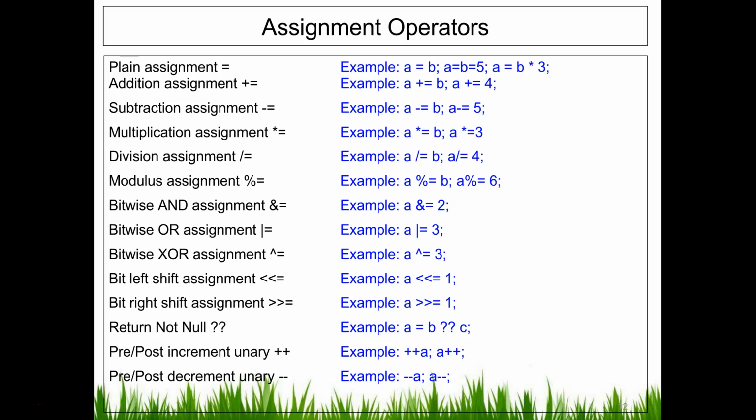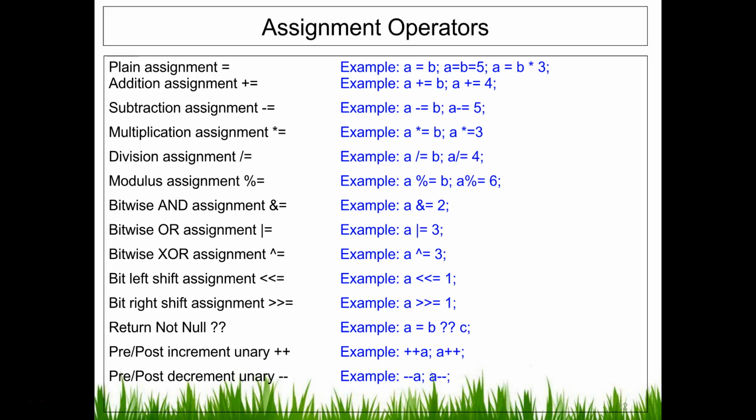Then addition assignment, which is a += b, is actually equal to a = a + b. Take the current value of a, add b to it, and then give the new value back to a. So a += 4 means a = a + 4. Subtraction assignment is the same thing: a -= b means a = a - b. Subtract b from a and give the new value to a. So these are the ways in which you can reuse the same variable to store the new values.